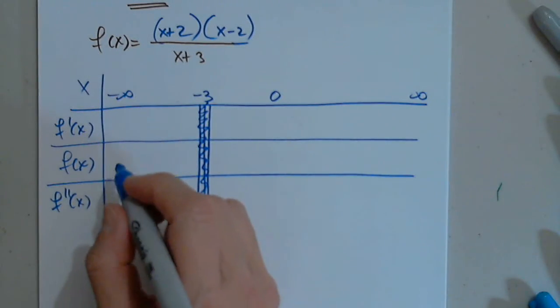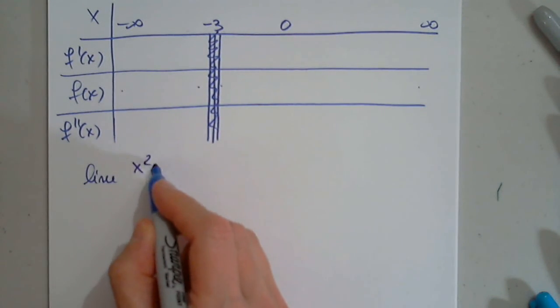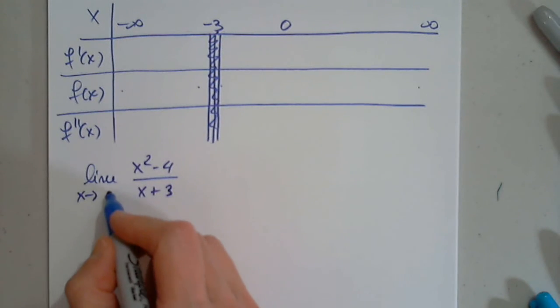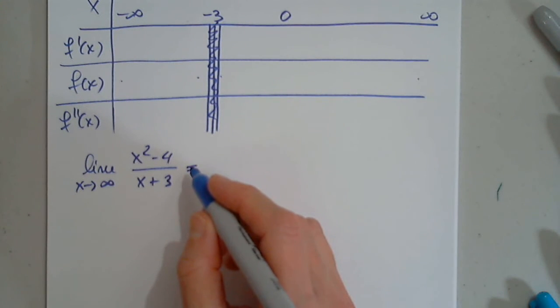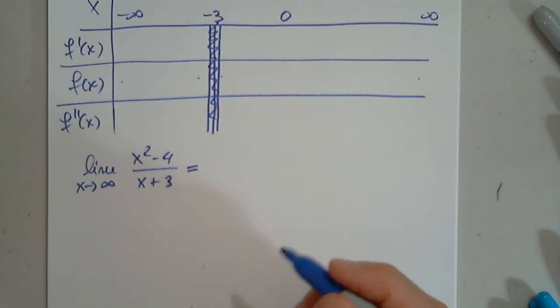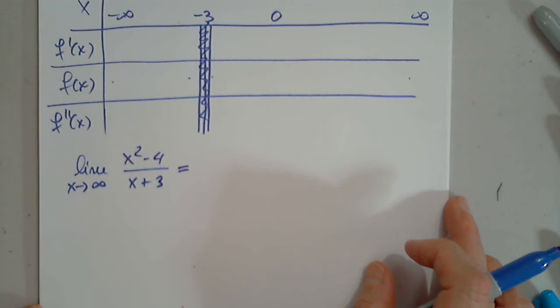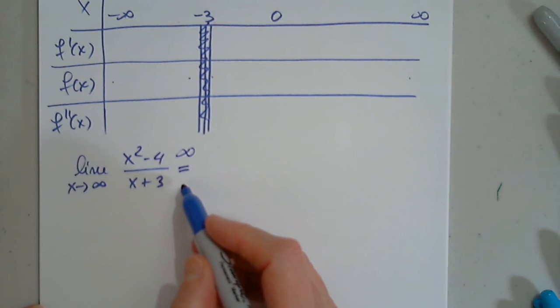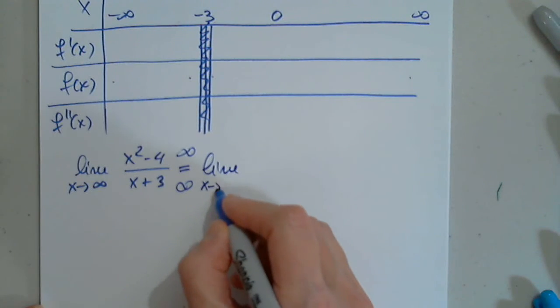Can anyone give us these limits? Let's write them. Okay, so the limit of (x squared minus 4) over (x plus 3) as x approaches infinity. Where does the numerator go? Anyone? Infinity. Good. The denominator? Infinity. Good. What do we do with the limit of a rational function in the case of infinity over infinity? What do we do? Apply L'Hopital's rule. Very good.